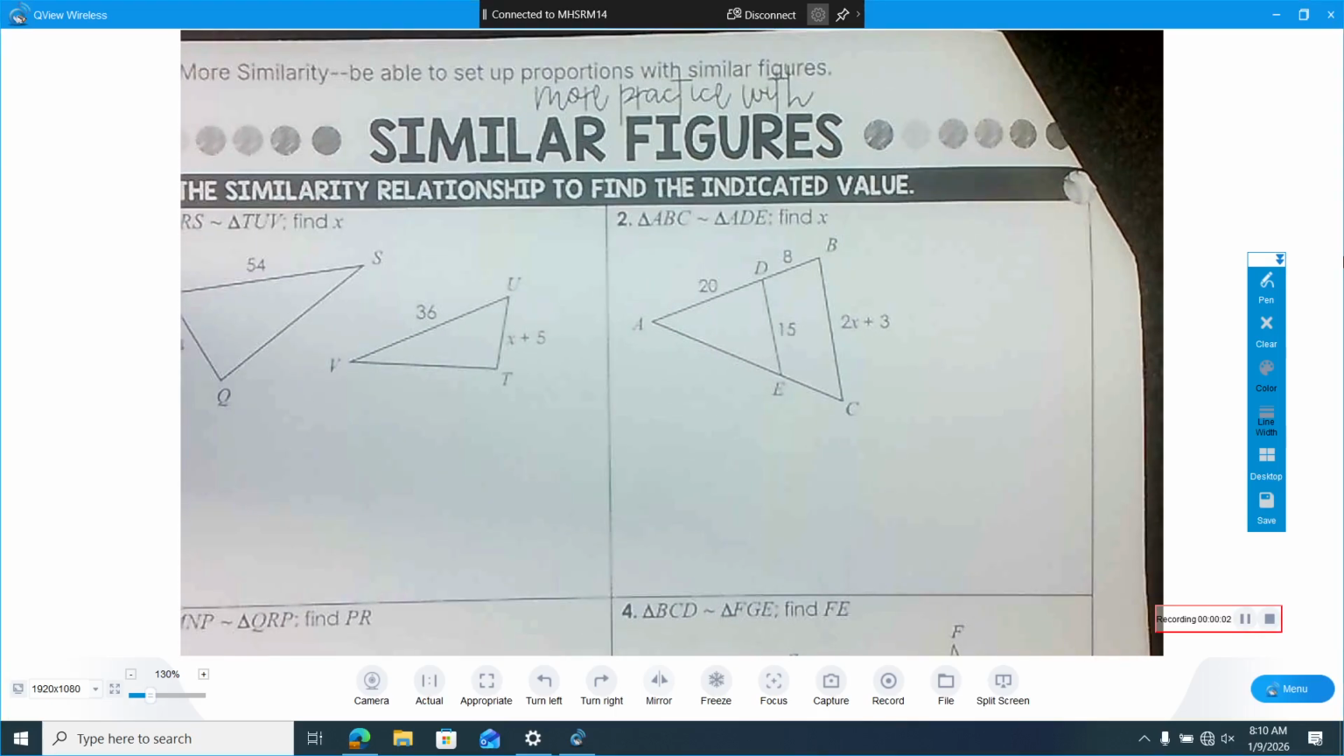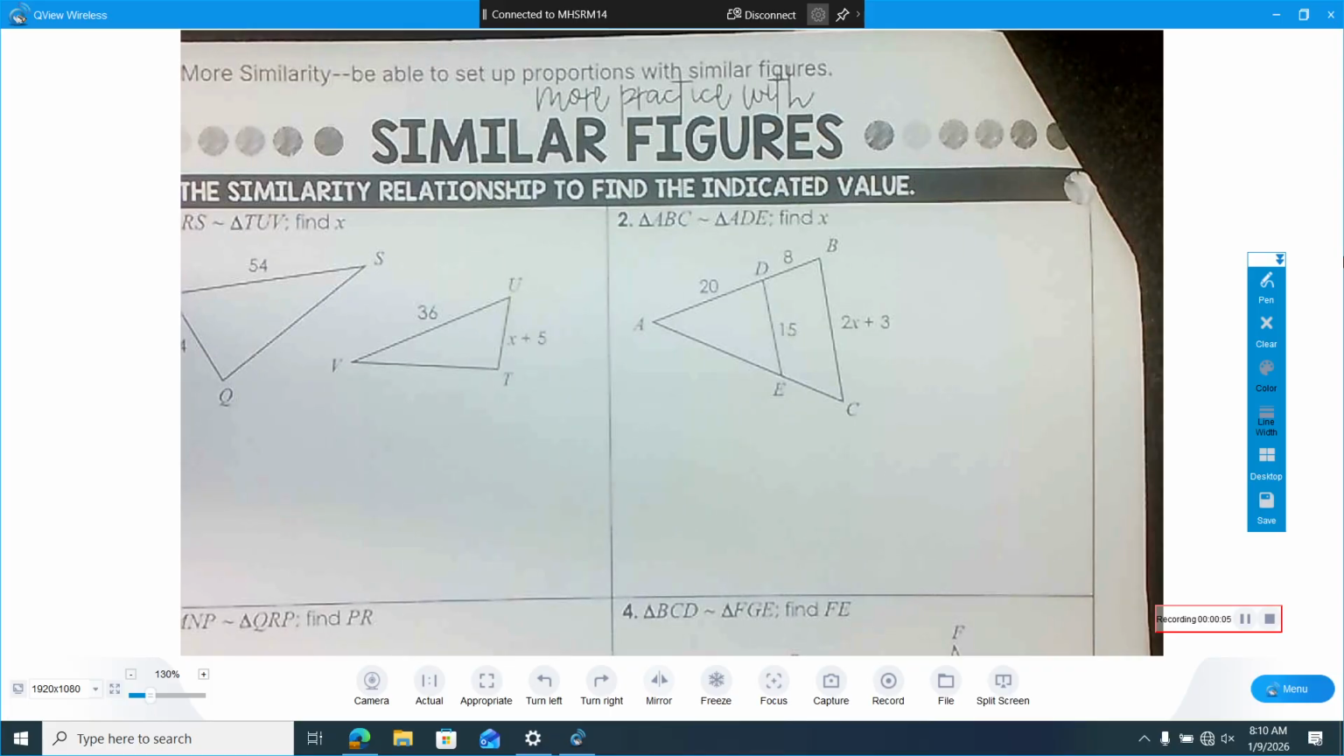Good morning. Today we are looking at some more similarity. So we started doing this yesterday. Similar figures are exactly the same shape. They have the same number of sides, and they look very similar, okay? But one is small and one is big, right? They're different sizes, but they are the same shape.